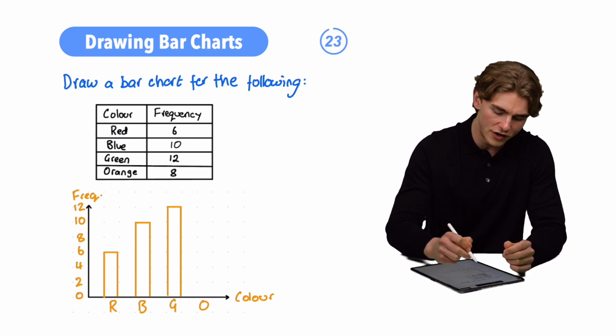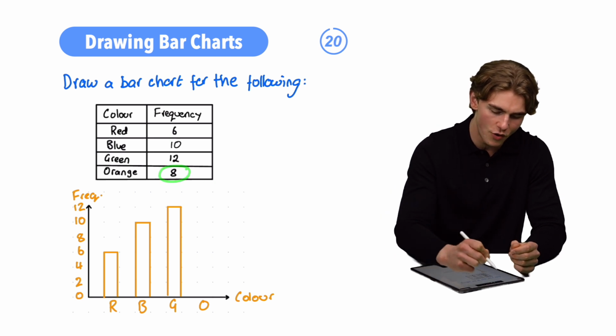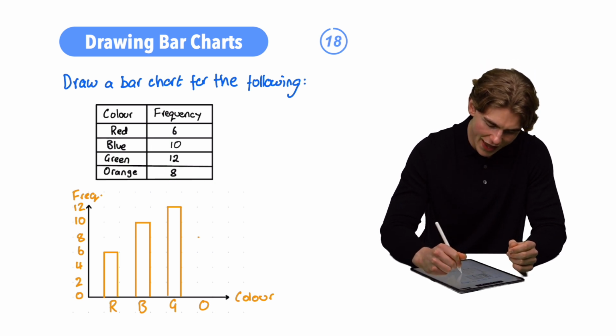Now, next up we have orange. What's it going to be? That's going to have a frequency of 8, so we can draw a line across from there. We're going to have 8 over here. Now we can connect those to our line.